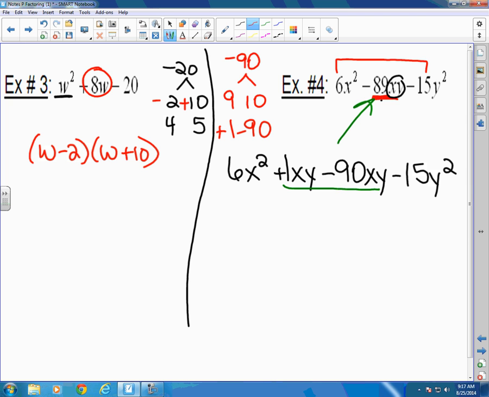Now, factoring by grouping, because it's the AC grouping method, so I did the AC part, I took A times C. Now we need to group the terms together. And we're going to group the first two and the last two. We want to pull out what they have in common. So if I look at 6x squared and 1xy, the only thing they have in common would be an x. So we'll pull out the x. You're left with 6x plus y.